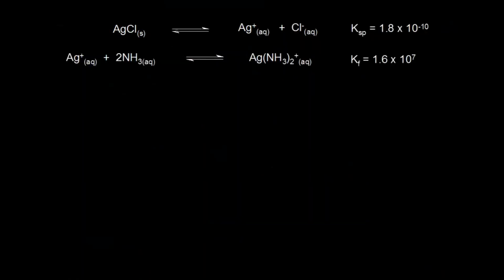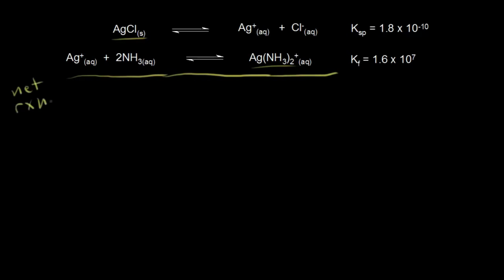Now we've looked at 2 reactions. We've looked at the solubility equilibrium for our slightly soluble compound, and we've also looked at the formation of our complex ion. Now let's add those 2 reactions together to get our net reaction for what's happening, right? So we're going to add our 2 reactions together to get a net reaction for what happens when you put silver chloride in ammonia.